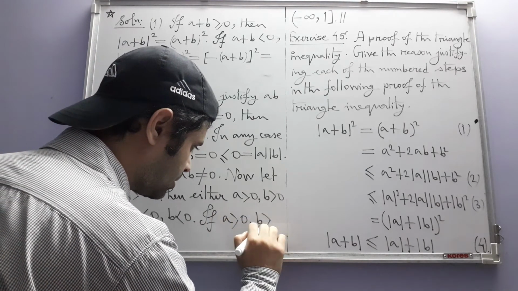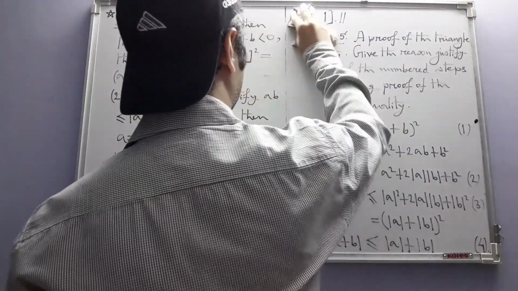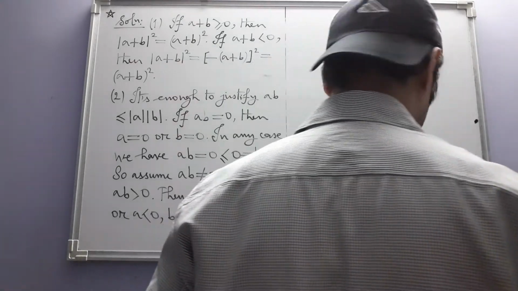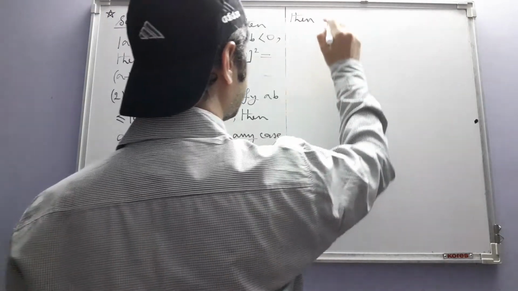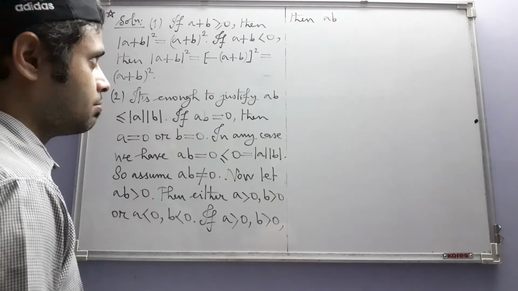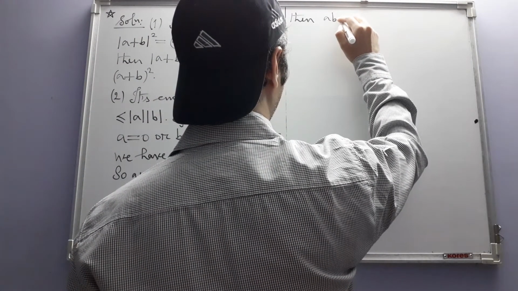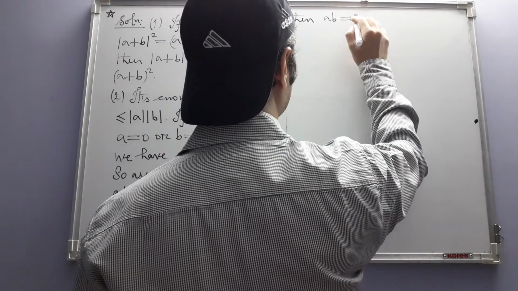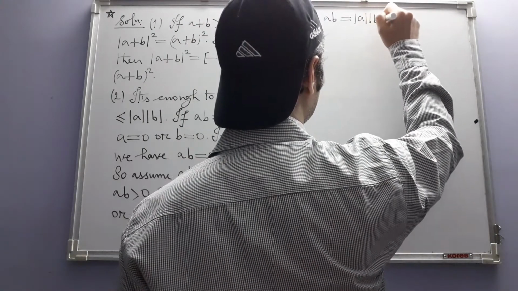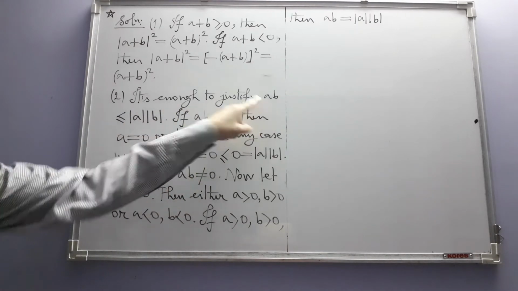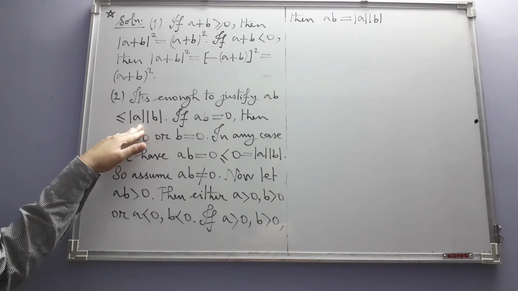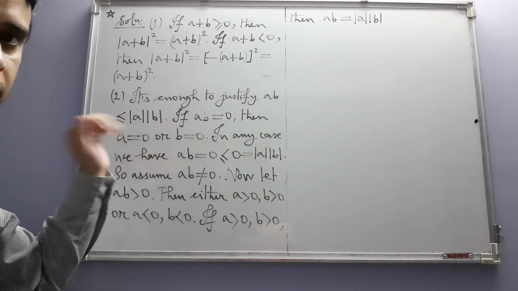If A and B are both positive, then AB is equal to, since A is positive, A is equal to absolute value of A. Since B is positive, B is also equal to absolute value of B. So in this case, the inequality is true, because the inequality also has an equality. That option is there in this. We are not given strict inequality. So AB can be equal to absolute value of A times absolute value of B.